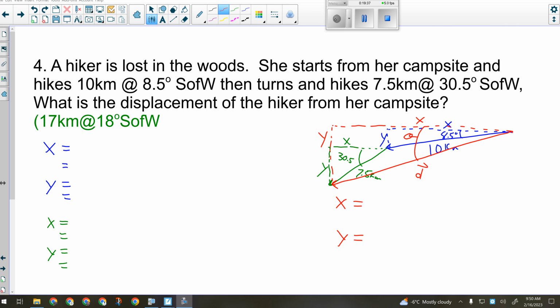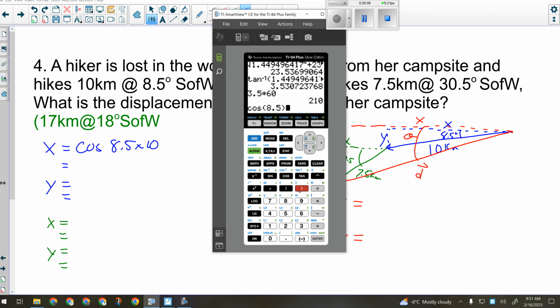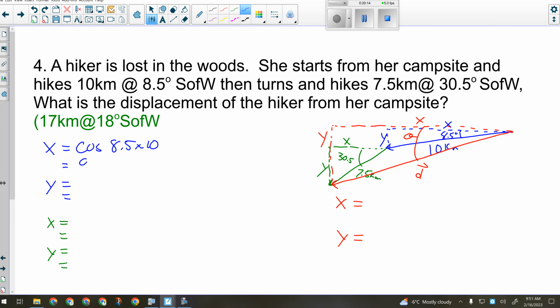So we want to start out with our blue triangle, okay? And if I want to find blue x, it is the adjacent side to my 8.5 degree angle, right? And I have the hypotenuse, so what trig function am I going to use there? Cos. All right, so I'm going to go cos of 8.5 degrees times 10 kilometers. Okay. All right, so we got 9.89 kilometers, and that one's west.